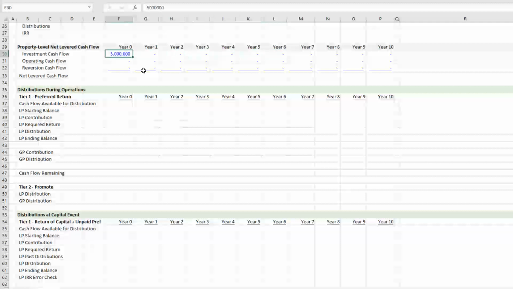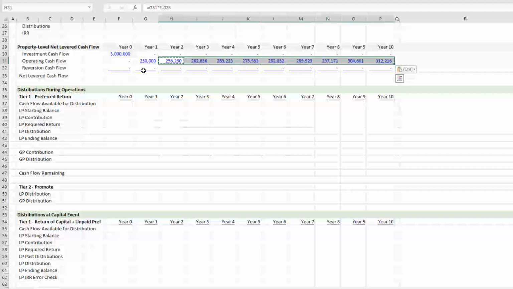We pay $5 million at time 0. And then we earn $250,000 of equity cash flow from operation. We call that cash flow after financing. And then let's just imagine that grows by, I don't know, 2.5% a year over a 10-year hold period.